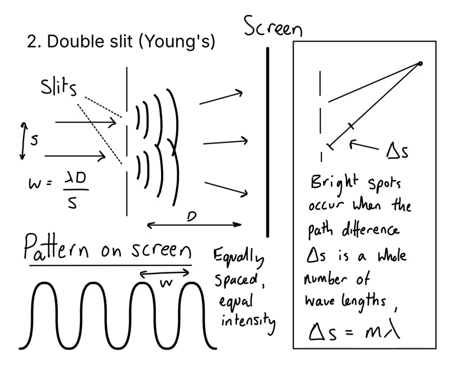We also want to note when the bright spots occur in terms of path difference. This is when the path difference, delta S, is a whole number of wavelengths. Delta S equals m lambda. This means that we have constructive interference, so a peak meets a peak and a trough meets a trough. This only happens with a whole number of wavelength difference.